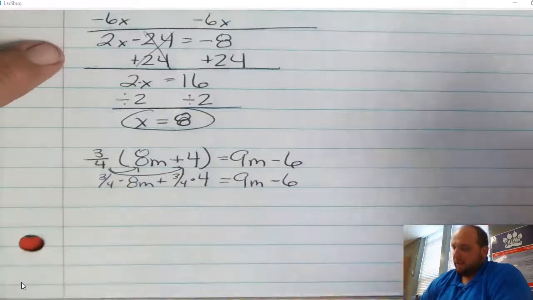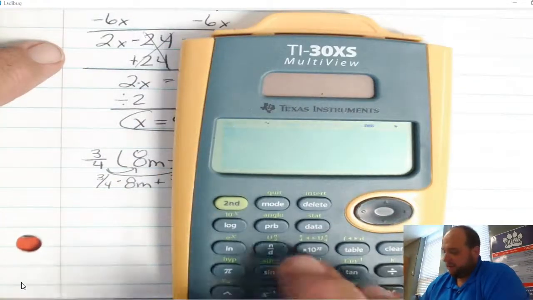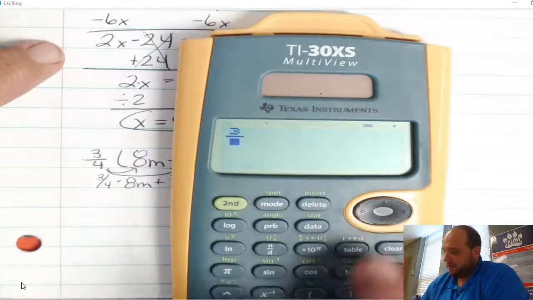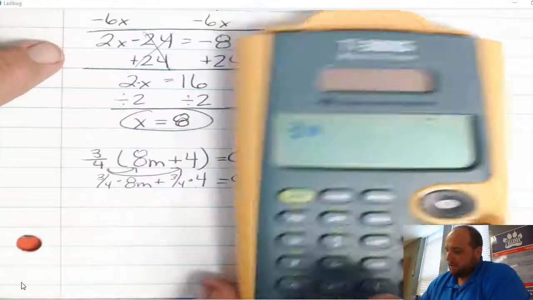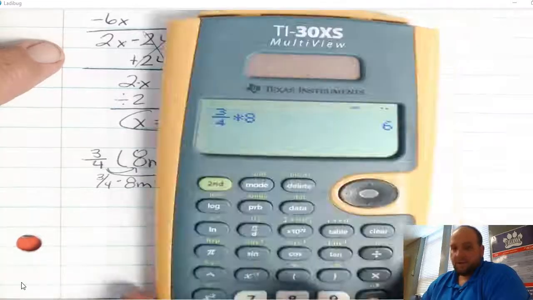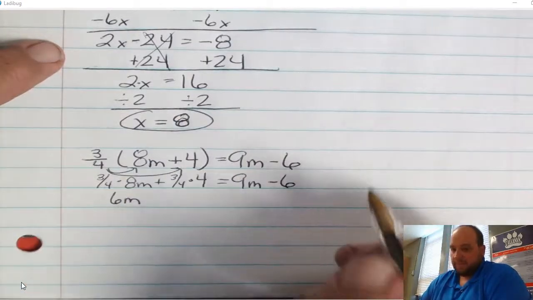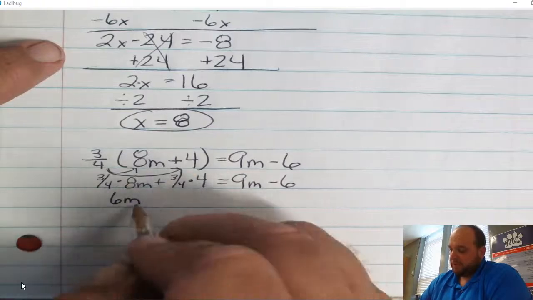When I take 3/4, I'm going to use my calculator here. I'm going to take 3/4, and multiply that by 8m, so I'm going to multiply it by 8 on my calculator, and I get an answer of 6. So this is going to be 6m, because 3/4 times 8m is 6m.